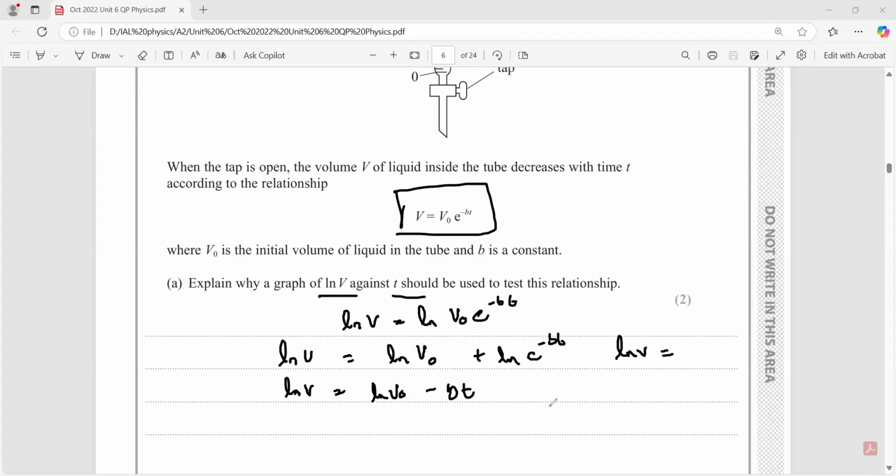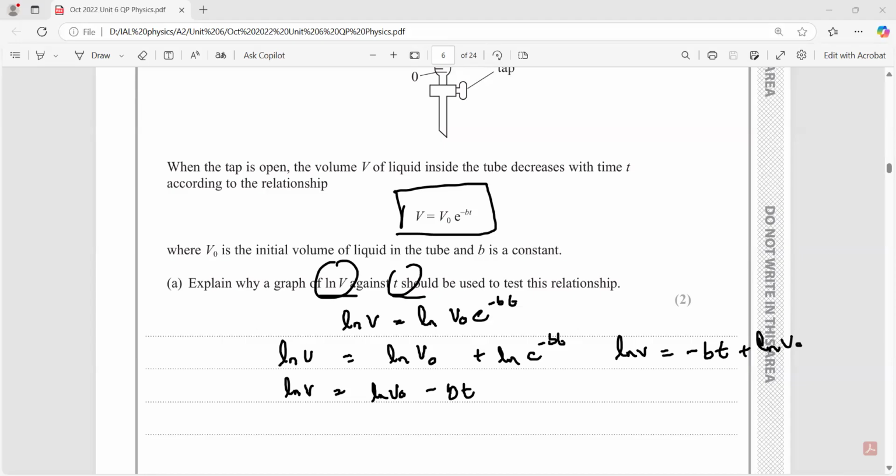It should be, no, I'm coming to that. The question says explain why the graph of ln V against T should be used to test this relation. I'm coming to that point only. I'm just explaining an idea about the graph. So it will be minus BT plus ln V naught. So explain why a graph of ln V and T should be used to test this relation.